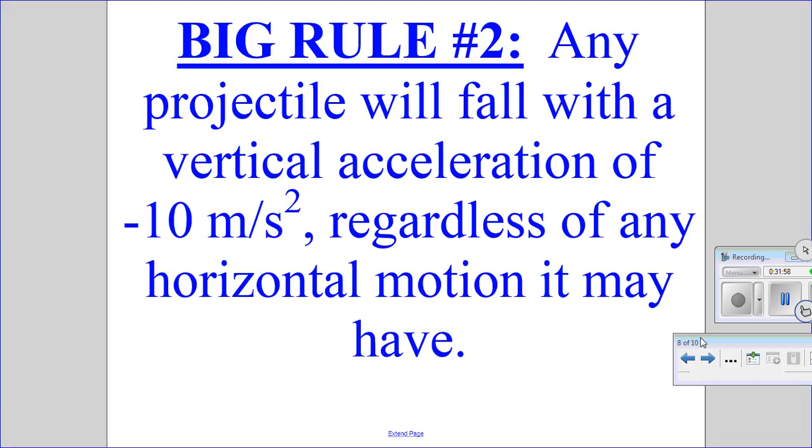All right. So notice, big rule number 2. So big rule 1, horizontal velocity is constant. Big rule 2 is about the vertical velocity.